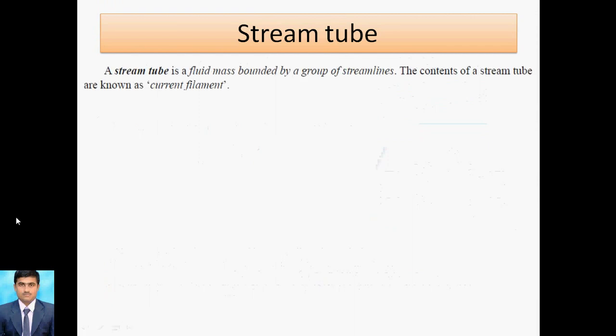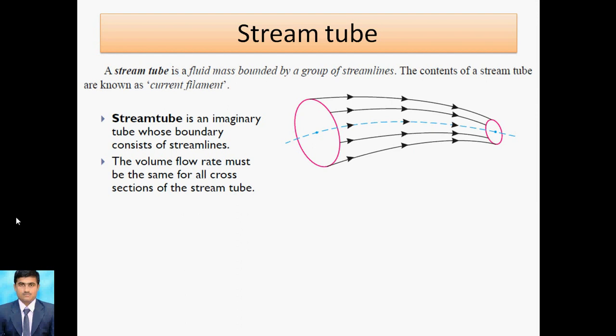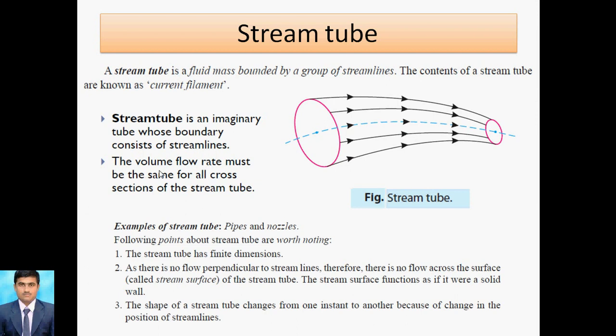Now we move to the stream tube. A bounded group of streamlines is called a stream tube. So if there are a number of streamlines, and you formulate them as a tube, that is called a stream tube. This is observed in pipes and nozzles. The stream tube has finite dimensions. There is no flow perpendicular to streamlines, so there is no flow across the surface. That is the formation of a stream tube. The shape of a stream tube changes from one instant to another because of change in the position of streamlines.